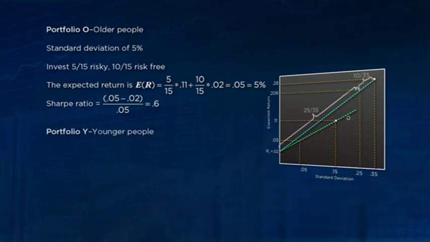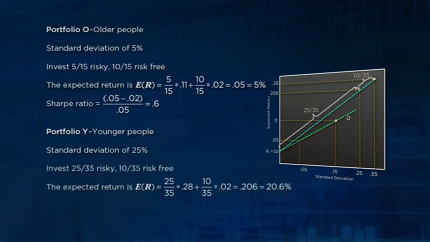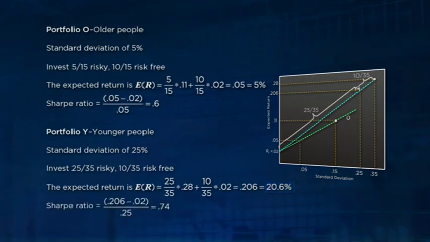Let's say that the younger people feel comfortable with more standard deviation, say 25%. If the young only use portfolio Y and invest in an amount such that the overall portfolio only has 25% standard deviation, then they will get an expected return of actually 20.6%. That is, they're going to invest, what, 25/35ths in portfolio Y and the rest in risk-free T-bills. The expected return on the overall portfolio is 20.6%, and the Sharpe ratio is going to be 20.6% minus 2% for the risk-free, all of that divided by the standard deviation of that portfolio, 25%, that's equal to 0.74.